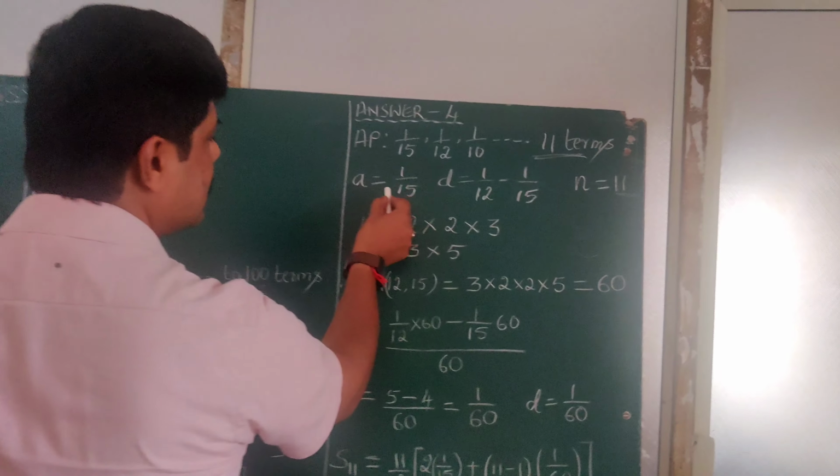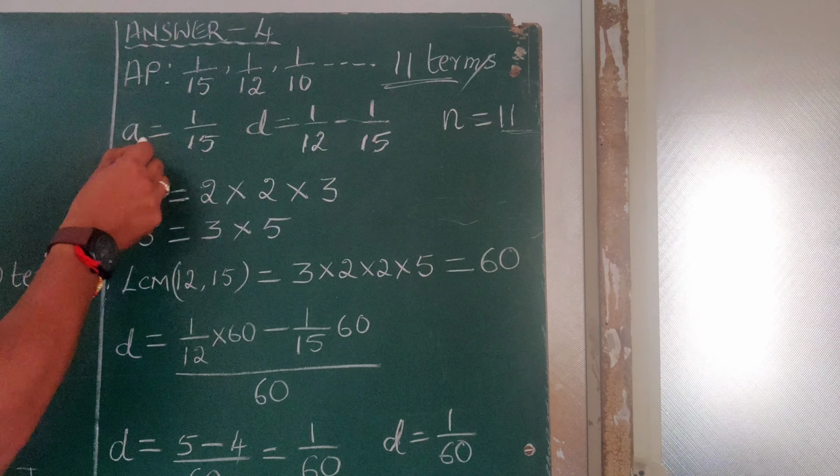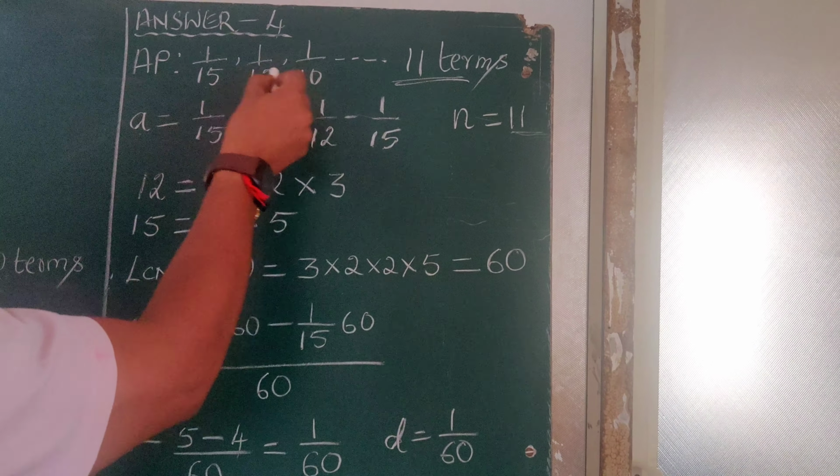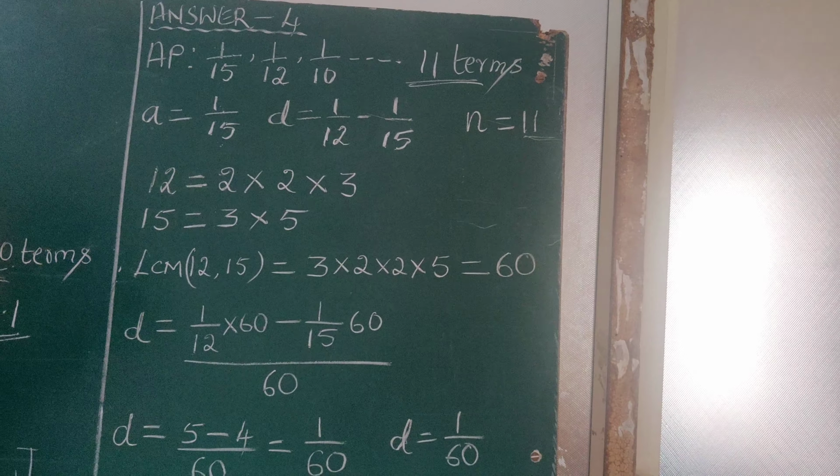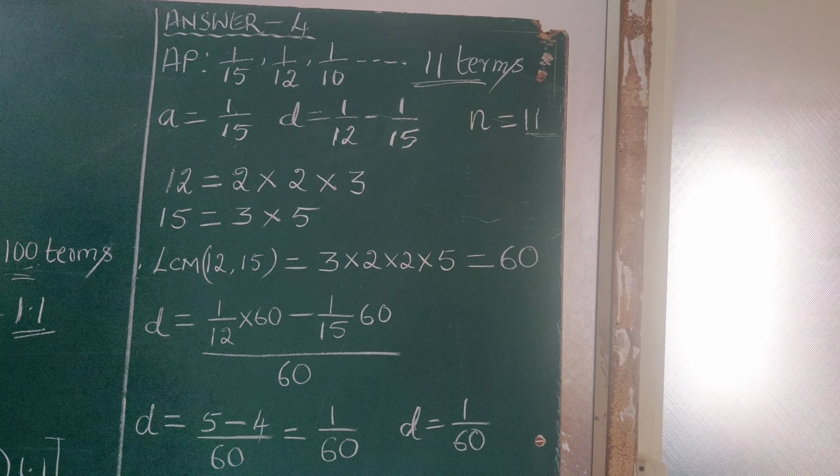Now see that the first term is 1 by 15. a is equal to 1 by 15. d is equal to the second term. The second term is 1 by 12 minus the first term, 1 by 15. How do you take the LCM?